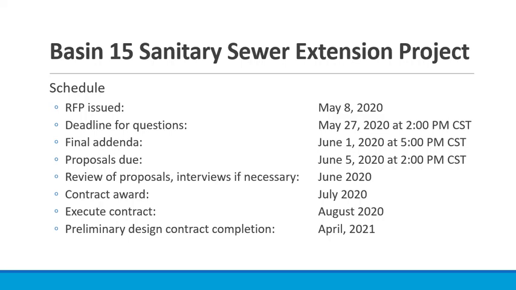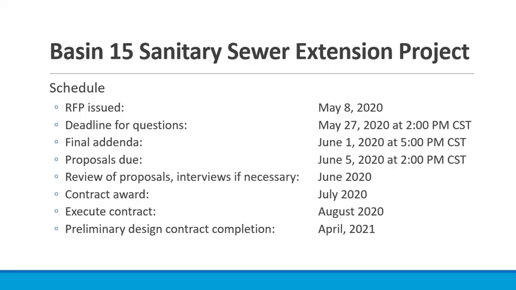From there, proposals will be reviewed and scored internally. If necessary, interviews will be coordinated with firms late part of June. The goal is to award the contract and begin negotiations in July of this year, with the goal of executing that first design contract, or this preliminary contract, in August of 2020. Present that to council in August. That should put us at a notice to proceed of late August 2020, early part of September 2020.